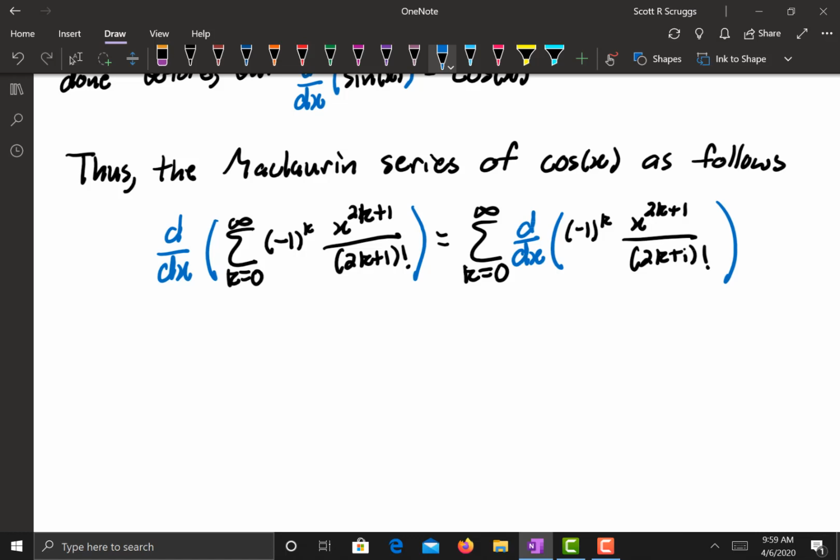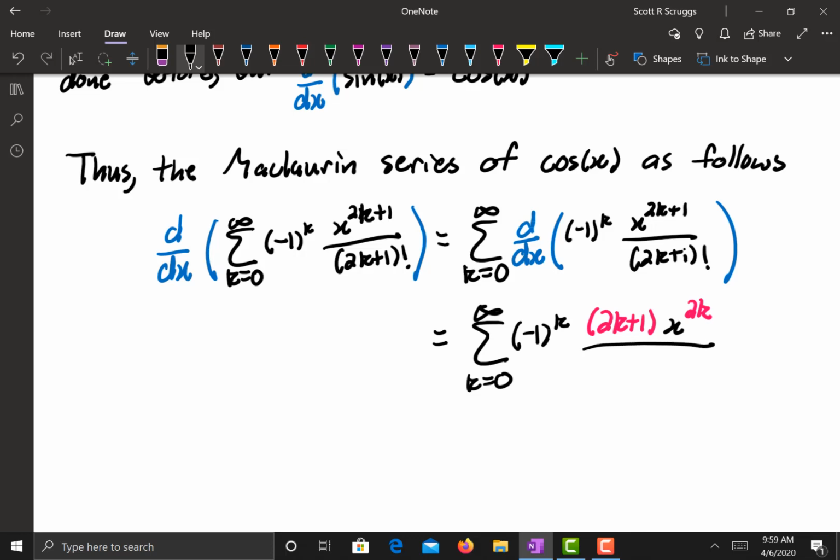Well, the only value for x I see is the x to the 2k plus 1. So that means by power rule, we get negative 1 to the kth power. The derivative of x to the 2k plus 1 by power rule will be 2k plus 1, and then x to the 2k power, since I have to subtract 1 from my old exponent to give me my new exponent, divided by 2k plus 1 factorial.